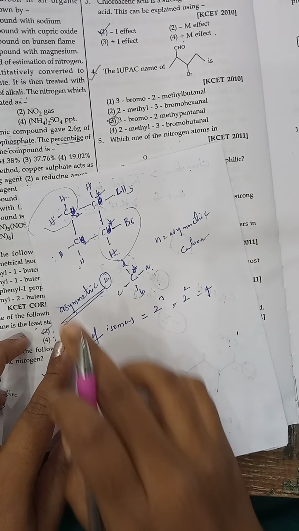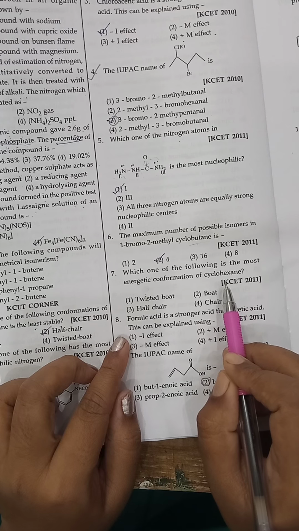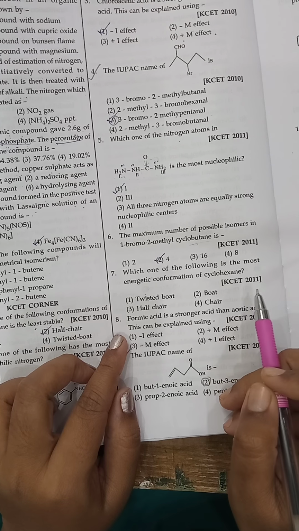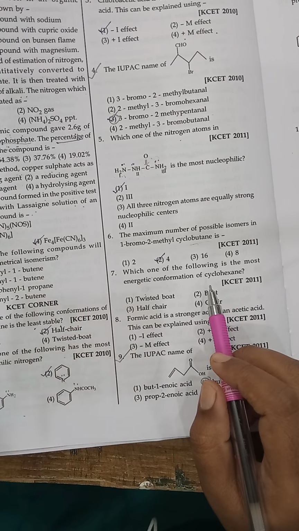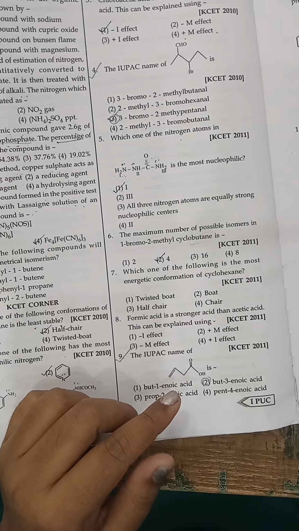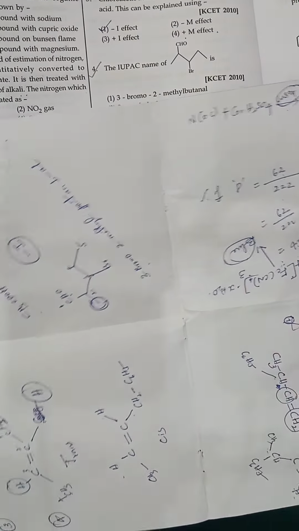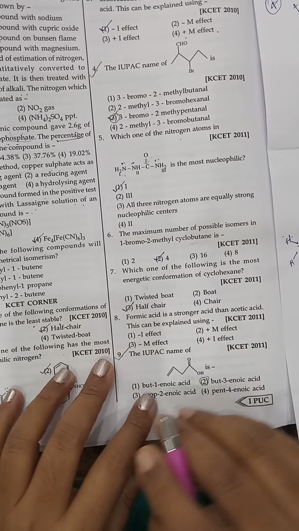Okay, now see the next question. Which one of the following is the most energetic conformation of cyclohexane? Energetic in the sense, whenever energy increases, stability automatically decreases. We want to see the less stable and more energetic one. We know the stability order, I already gave you. Among all, which has more energy and is less stable? This is less stable and contains high energy. The half chair form contains high energy. So the answer is the third one.